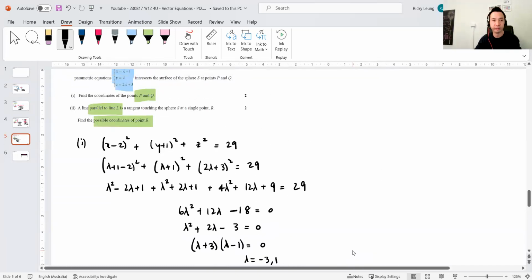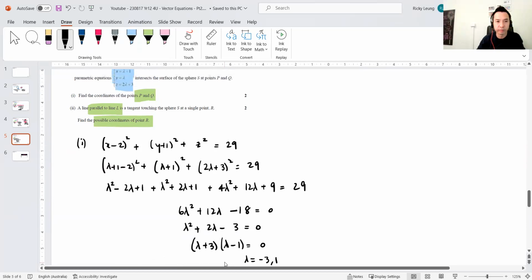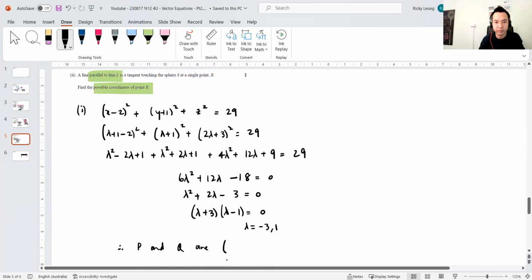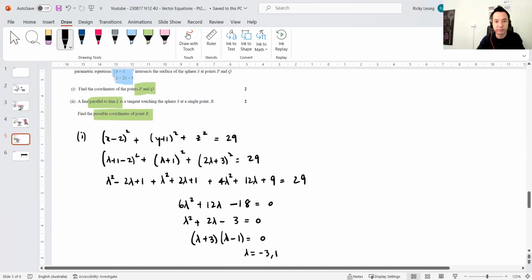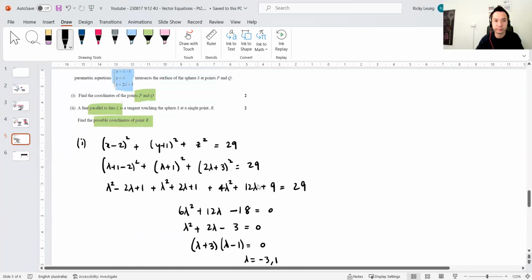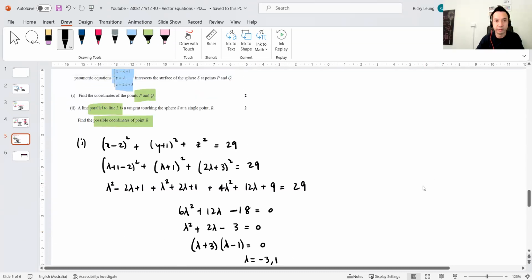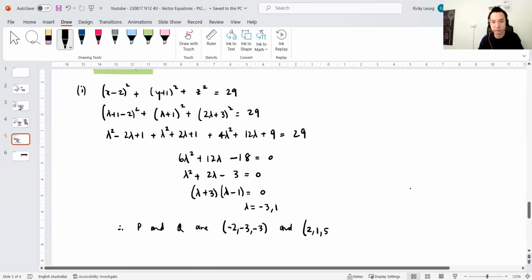Oops, just zooming out here. So therefore, is that A and B again? No, P and Q. P and Q are coordinates now. Lambda plus 1, lambda, so minus 2, minus 3, and 2 times negative 3 plus 3, so negative 3. Check that, yes. And Q: lambda plus 1, lambda, so 2, 1, and 5. Perfect.